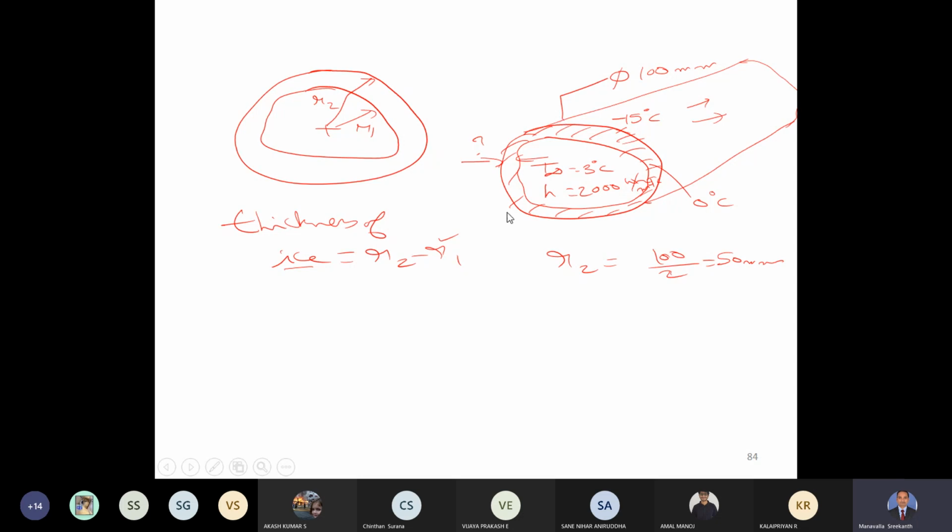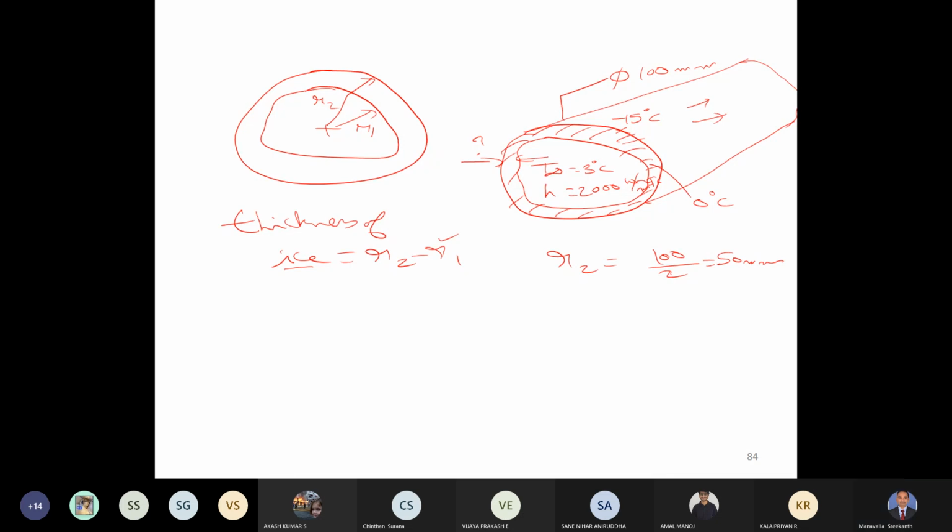If you see this cross section from the side, you will see it like this. R1 is the inner radius, R2 is the outer radius, and R2 minus R1 will give you the thickness of ice. So we have to find out the value of R2 minus R1, out of which we know R2 is given in the problem as a 100 millimeter diameter pipe. So R2 is 100 by 2, which is 50 millimeters. This is where we stopped yesterday, so let us continue from here.